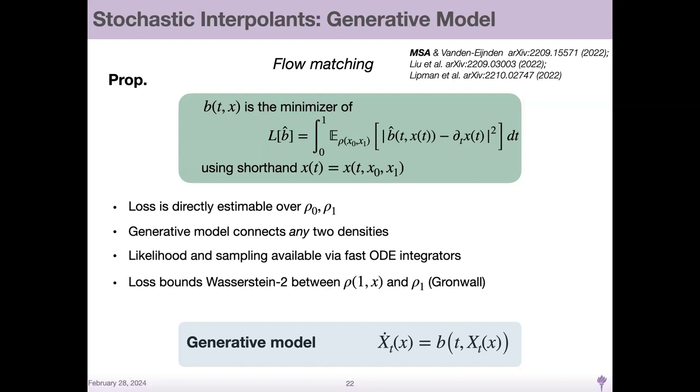And I think we all like it because it gives you a way to directly estimate the map that connects arbitrary densities. I'll get to diffusions in a moment, but this allows us to use fast ODE integrators. There are also bounds you can write down saying that this loss controls the distance between what your model is trying to model, which is rho_1, and what it produces, in terms of Wasserstein-2 distance. The point is, our generative model is: if I have b_t(x), I solve this ODE, and this is basically the generative model.